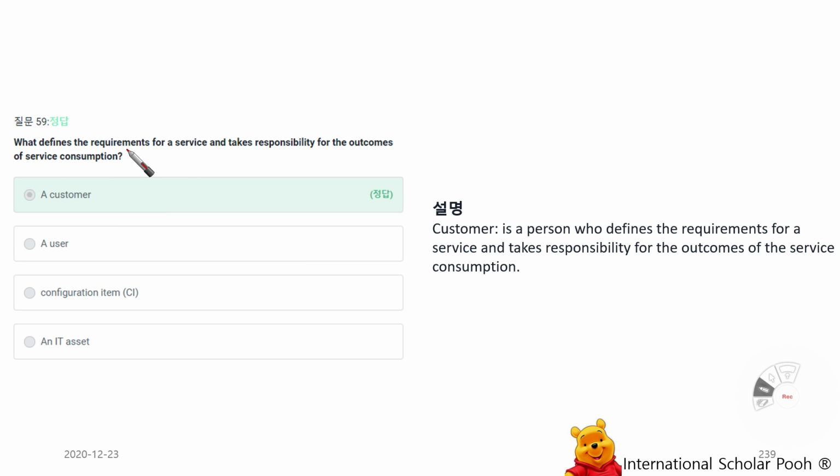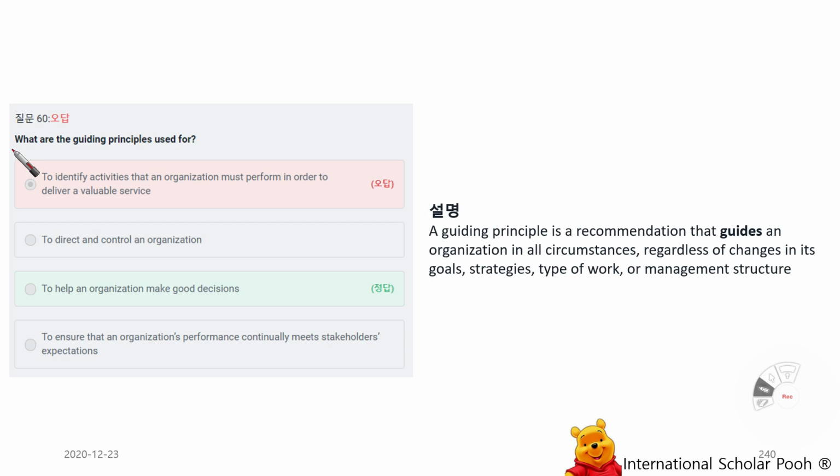What defines requirements for a service and takes responsibility for the outcomes of service consumption? A customer. A customer is a person who defines the requirements for a service and takes responsibility for outcomes of the service consumption. What are the guiding principles used to help an organization make good decisions? A guiding principle is a recommendation that guides an organization in all circumstances, regardless of changes in its goals, strategies, type of work, or management structure.